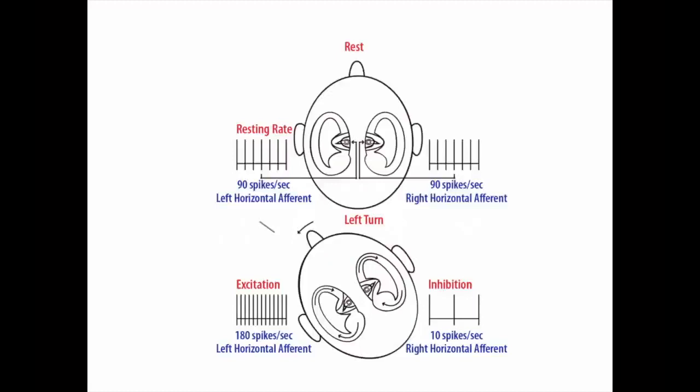This again is to show the position in the resting state is 90 on either side. But when there is an excitation to one side, it results in about 180, whereas on the opposite side it goes to an inhibition with 10 spikes per second.